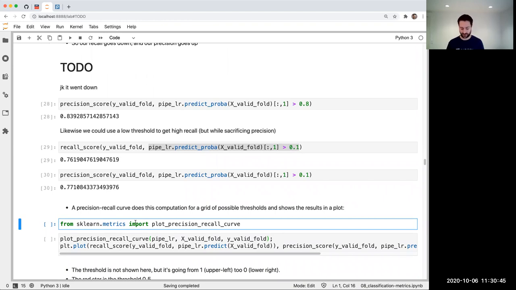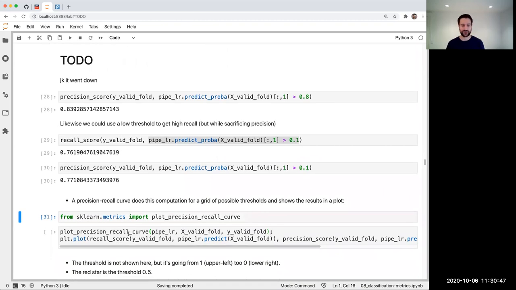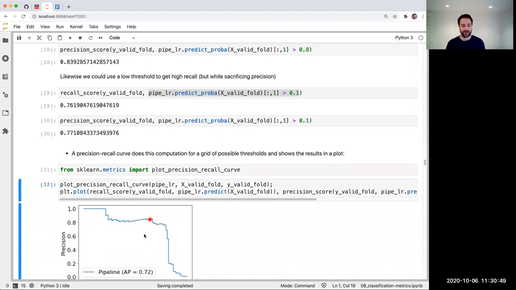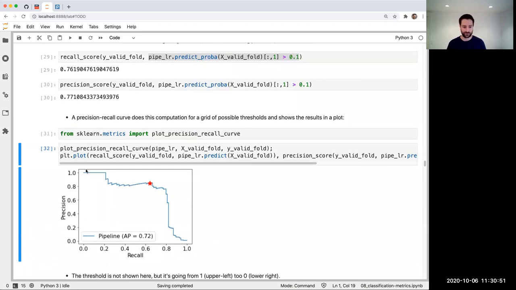There's this curve that we can draw called the precision recall curve. You saw me changing the threshold from 0.8 to 0.5 to 0.1. The way this curve is generated is it's sweeping that threshold, making it 0.01, 0.02, 0.03, 0.04. Every time it sweeps the threshold, it puts a dot on this graph for the precision and recall, and connects them with a line.